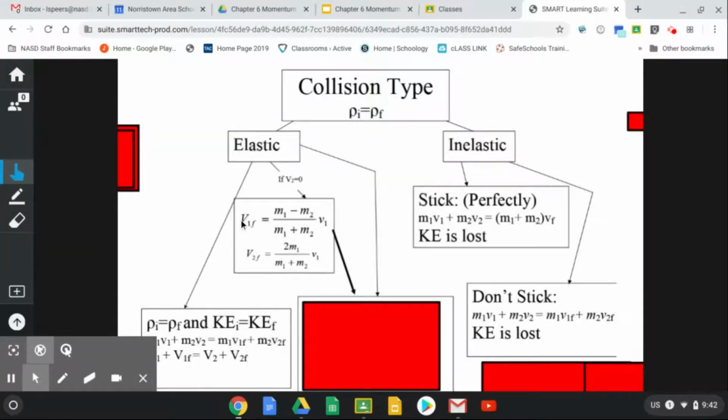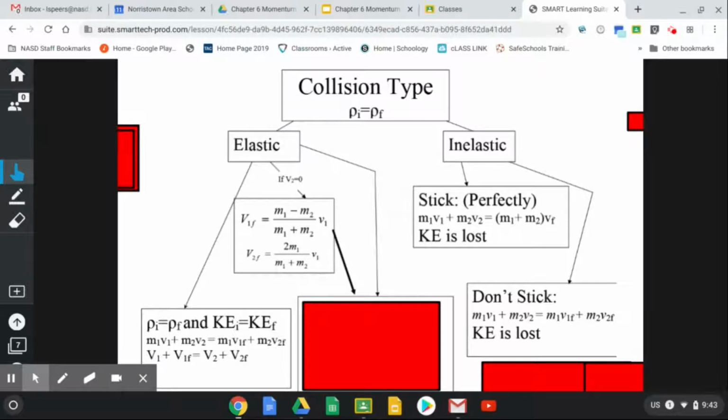So here's a special formula case. This is only true if it's an elastic collision and if the velocity of the second object is 0. The final velocity of the first object is equal to the mass of the first object minus the mass of the second object, divided by the two masses added together, times the initial velocity of the first object. The final velocity of the second object is 2 times m1 divided by m1 plus m2, again multiplied by the initial velocity of the first object.